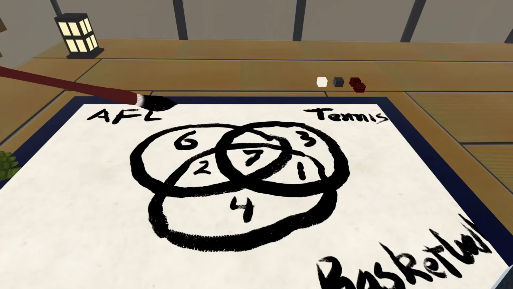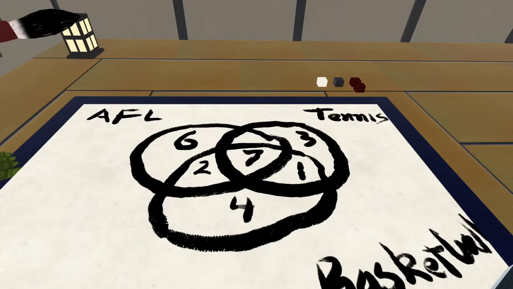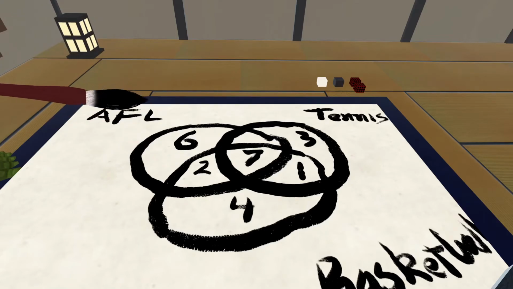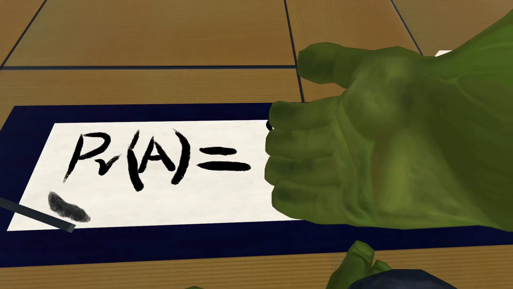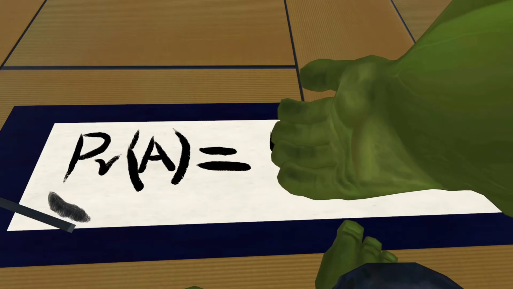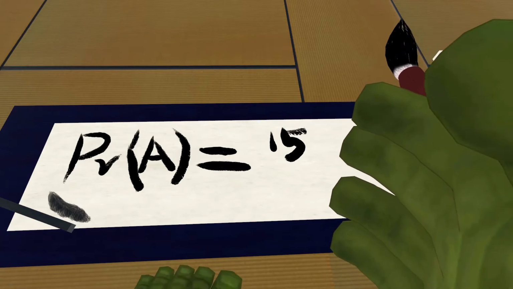So in the AFL circle, well, we can see we have 6, 7, and a 2. So all up, the amount of people that like AFL is 6 plus 7, which is 13, plus 2, which is 15. So let's write that on our sheet. Okay, so we had 15 people.